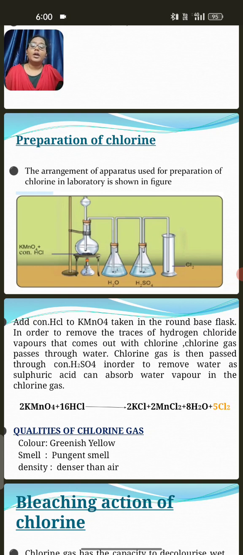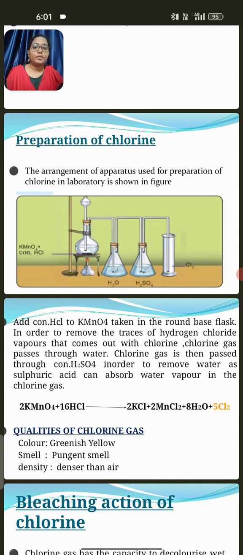Okay. Then we will discuss the qualities of chlorine gas. We already discussed that the word chlorine comes from chloros, which means greenish yellow. That means the color of chlorine is greenish yellow. You all are familiar with the smell of bleaching powder. It has a pungent smell. It's the smell of chlorine.